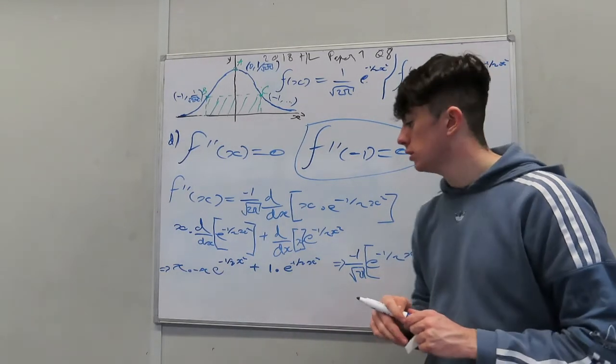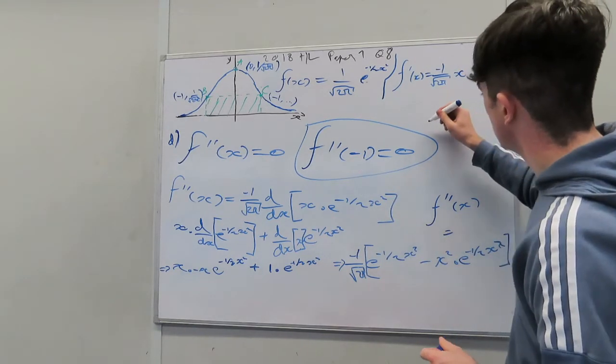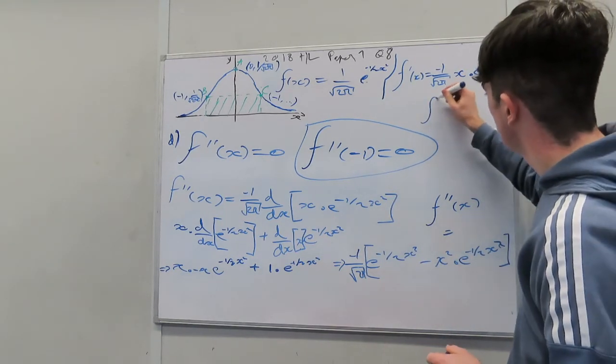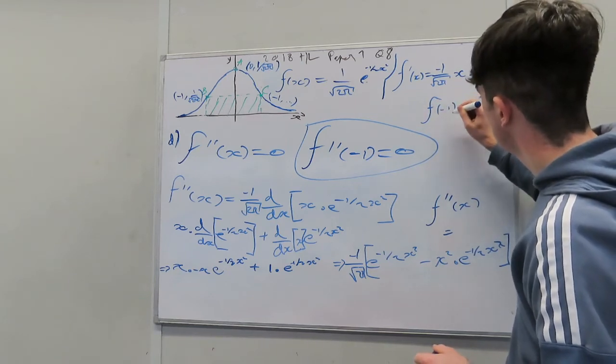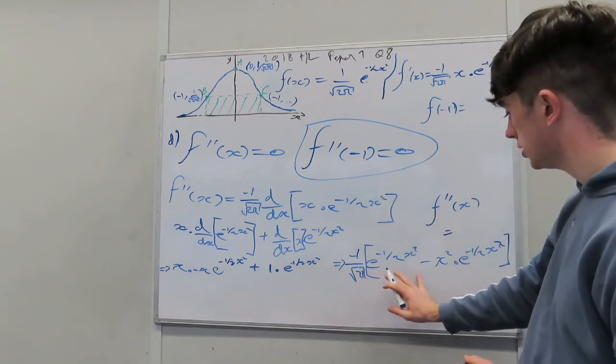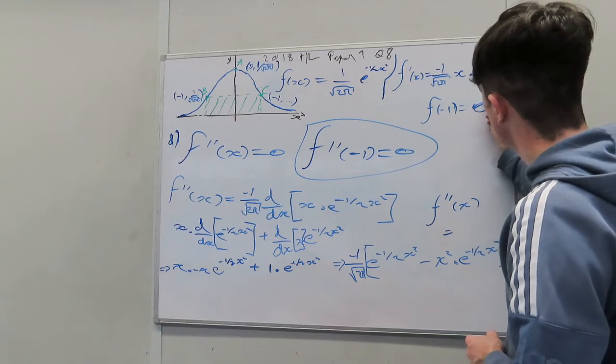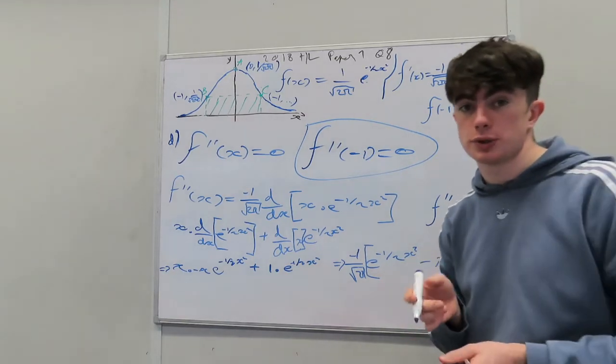So what we're going to do is you input your minus 1. I don't have space on the board, but you input minus 1 in, and you'll get 0, and that proves that the turning point is at B.